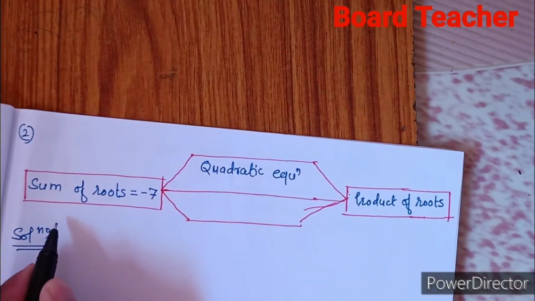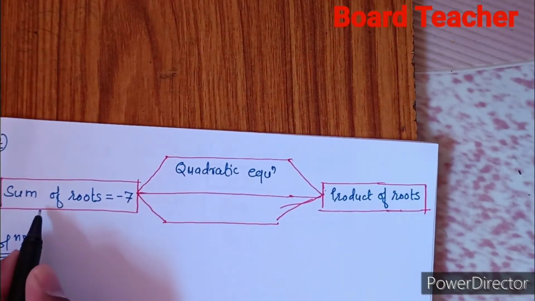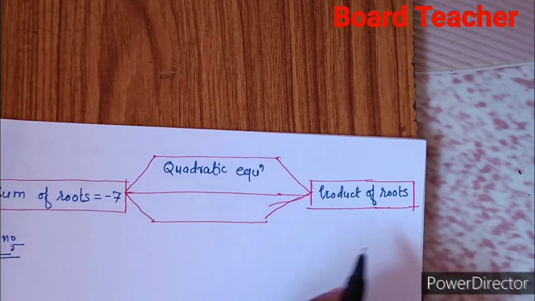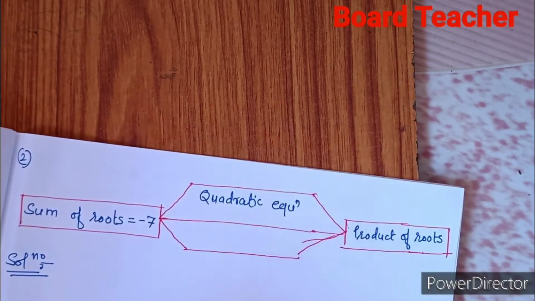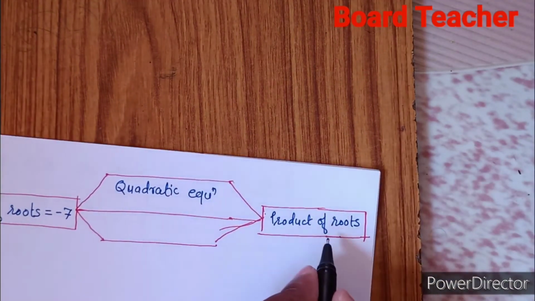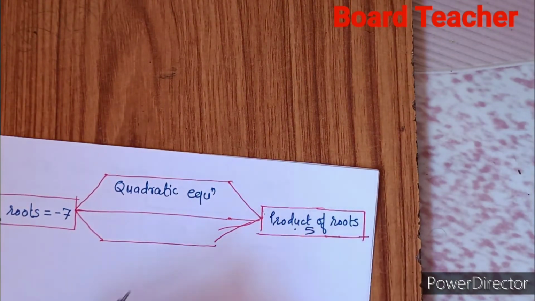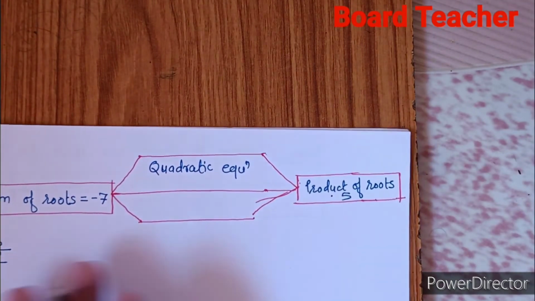Question number 2. Now we have to solve this problem, that is if the sum of roots and the product of roots are given, which is 5, then we have to find that quadratic equation.